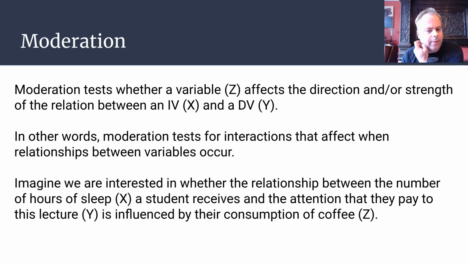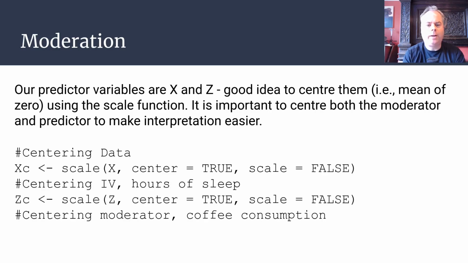So let's look at the specific example where we're interested in whether the relationship between the number of hours of sleep that a student receives and the attention they pay to this lecture is influenced by their coffee consumption. So we've got these three variables. We've got an outcome variable, which is attention that they pay, and a predictor variable, hours of sleep, and a possible moderator, which is coffee consumption.